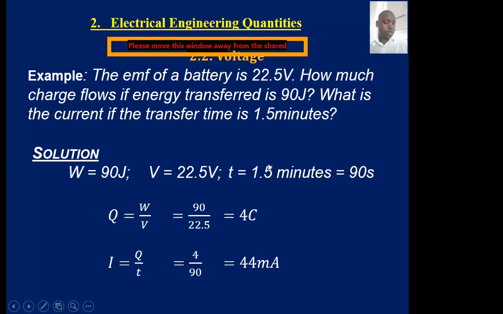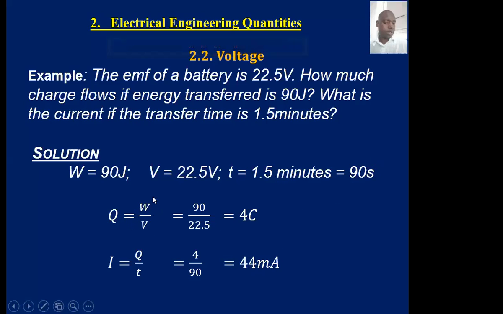Remember what I said, if you use 1.5 minutes, then that means the value of the charge that you get will be wrong. So we know that Q is W over V. That means charge is work done over the voltage. Or we said voltage is work done per unit charge. You can rewrite this equation according to the requirement. So our charge becomes 90 over 22.5, which is 4 coulombs.